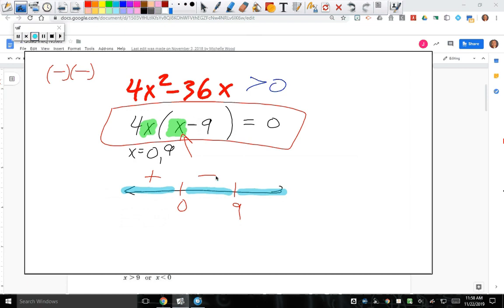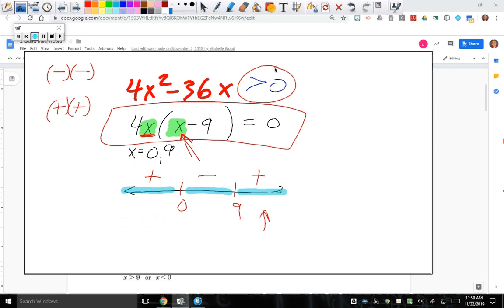Okay, let's do this together again. Let's try the number 10. We're testing out this last interval right here. So if I plug in a 10, everyone, I get a positive. If I plug in a 10 here, I get a positive. And the multiplication gives me a positive. Remember, I'm looking for the positive answers, and only the positive answers.